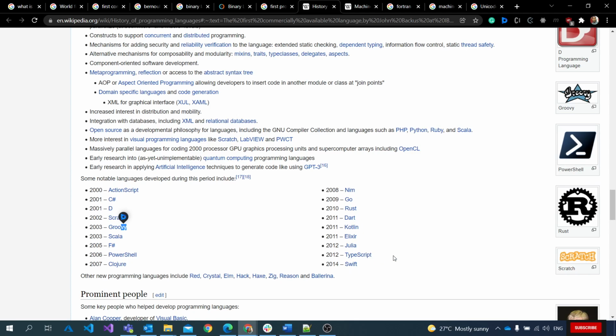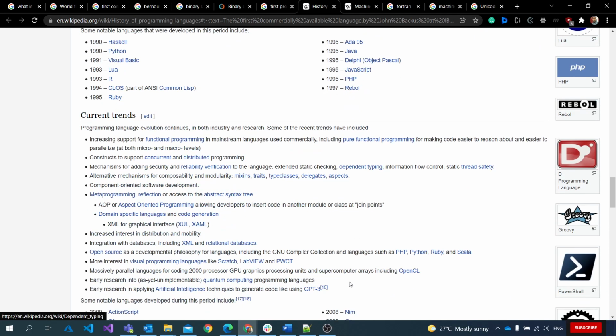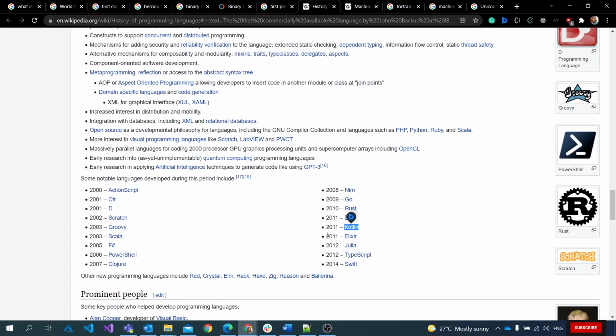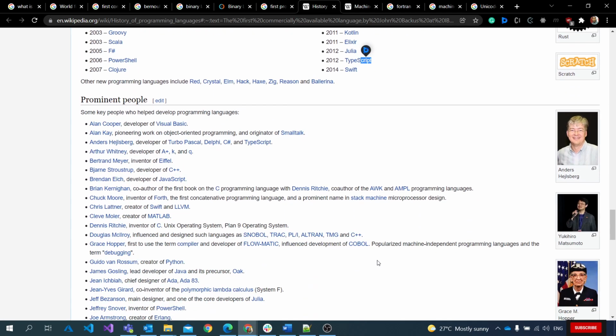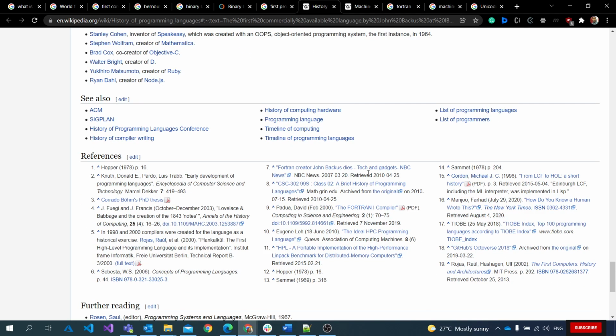Cool. Go, Rust, we're seeing a lot of Rust. Kotlin as well. Kotlin is a flavor of Java, but it removes a lot of overhead that we normally experience in Java. Then we have TypeScript, we have Swift. Cool. And yeah, that's basically the history in terms of this particular side of things.